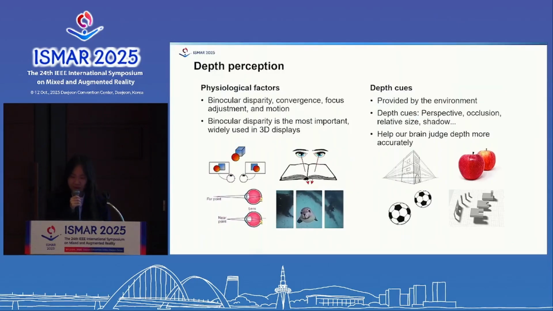Depth perception relies on many physiological factors like binocular disparity, convergence, focus adjustment, and motion. Among these, binocular disparity is the most important and widely used in 3D displays. The environment also provides lots of depth cues like perspective, occlusion, relative size, and shadow. These cues help our brain to judge depth more accurately.